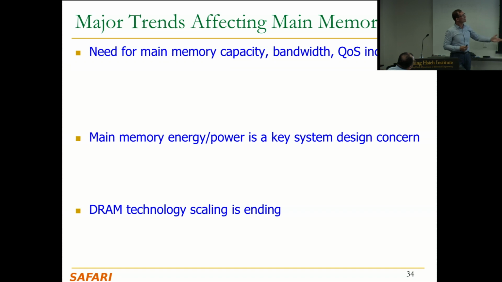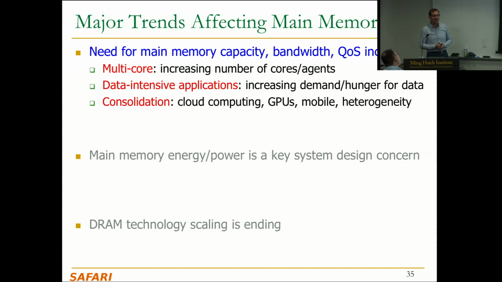In my opinion, these are the three major trends that are affecting main memory. We have an increasing drive for memory capacity, bandwidth, and quality of service, and that's not going to end. This is driven by the fact that computation is relatively easy today. We know how to put many, many cores on a chip. Moore's law has enabled that, and we've figured that out very well, I think. Actually, we're sometimes not putting in more cores because of the memory bottleneck. Applications are becoming increasingly data intensive.